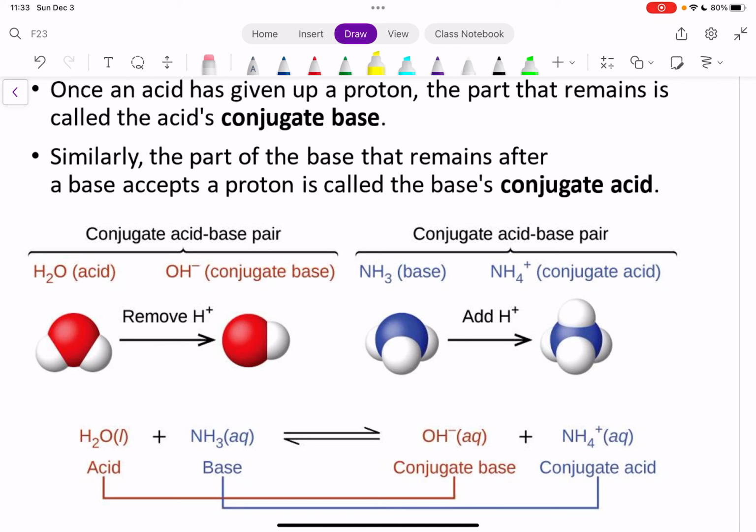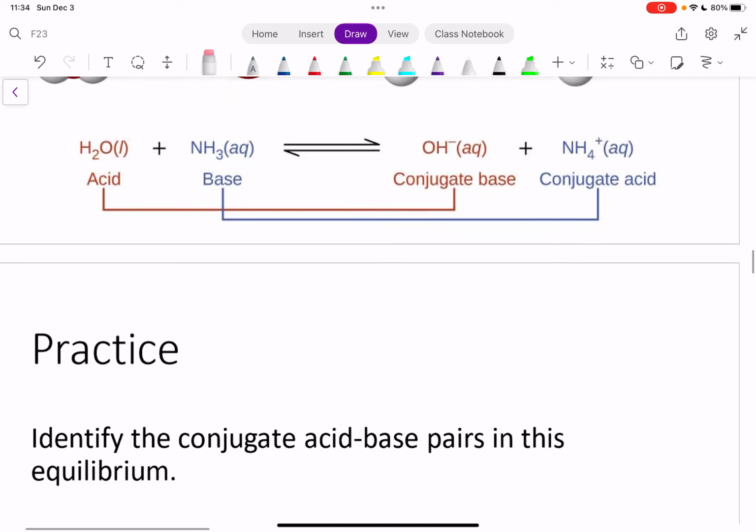Likewise, the part of the base that remains after the base accepts a proton, when NH3 accepts a proton, now the thing we have left over can act as an acid. So we would call that the conjugate acid, because now ammonium has an extra H on it, and that proton can be donated, and that would mean it would serve as an acid. Kind of weird, but let's try a practice problem.